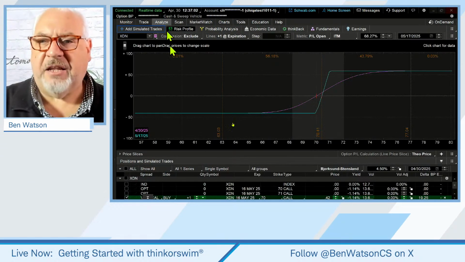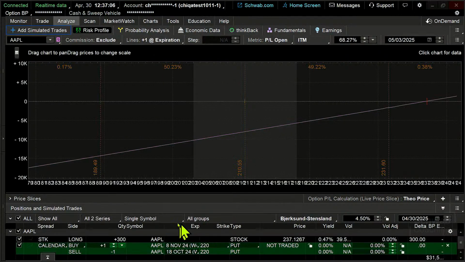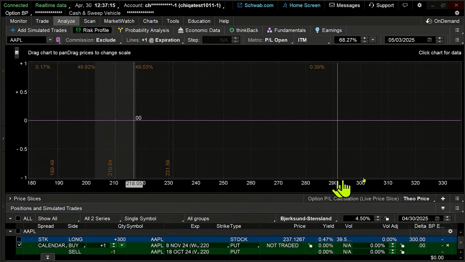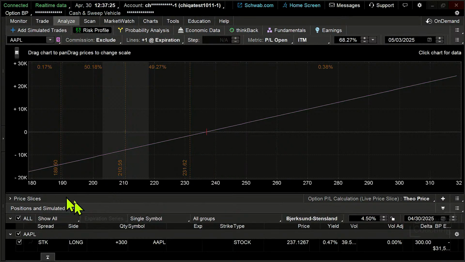So we're going to go to the Analyze tab. Here we are on Apple. I have a number of positions here on Apple. I'm going to take my stock position off. We're going to look at some of these positions, and we're going to kind of squish all of this together. We're going to make sure that we've got a couple of positions in here. There we go. I've got a long stock position. I've got a couple of other options in here that are not traded. We'll kill that one. But here's our implied volatility.